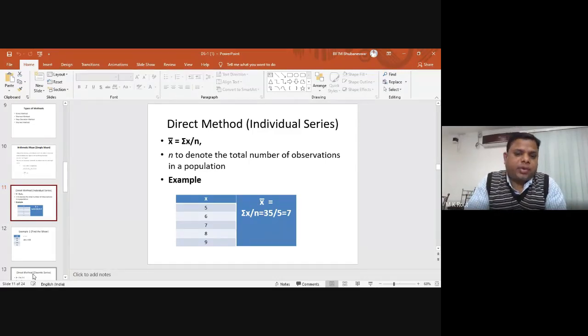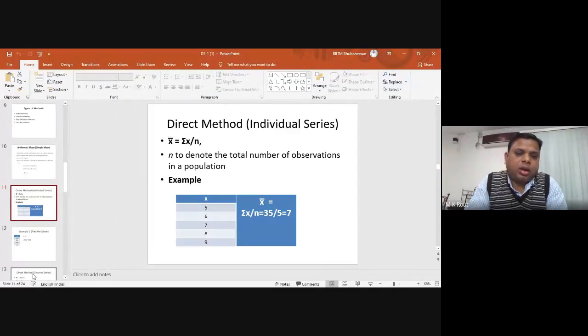So here, n stands for the total number of observations in a population. If you go to the example, in case of an individual series which represents x, x contains the following numbers: 5, 6, 7, 8, 9. By applying this direct method, that is x bar equals summation of x divided by n. That means adding all: 5 plus 6 plus 7 plus 8 plus 9 equals 35, and here the number of observations is 5. If you put this data in the formula, you can get 7.